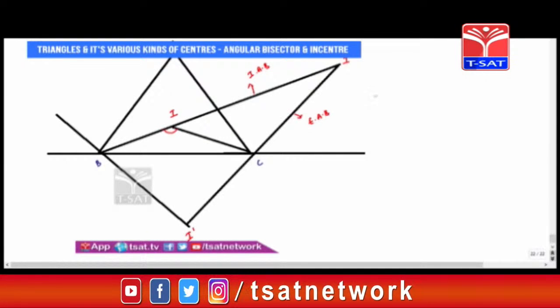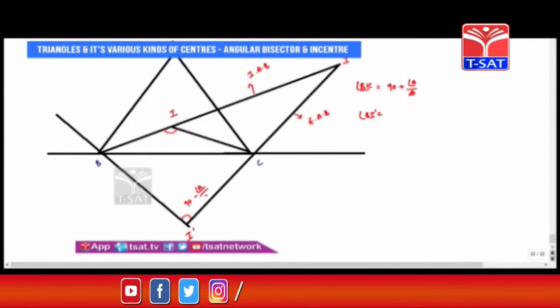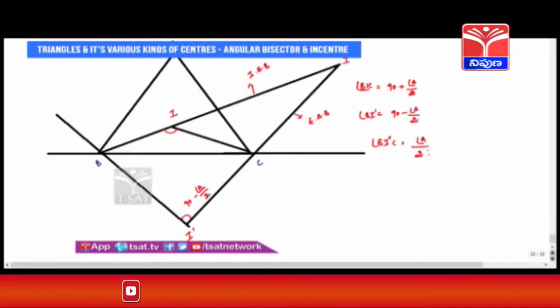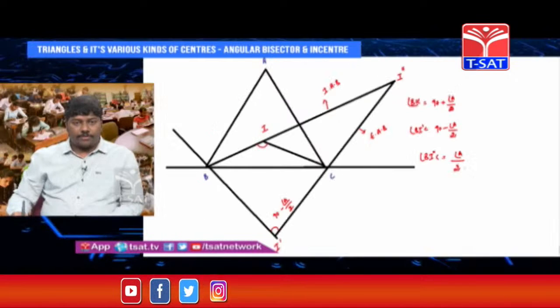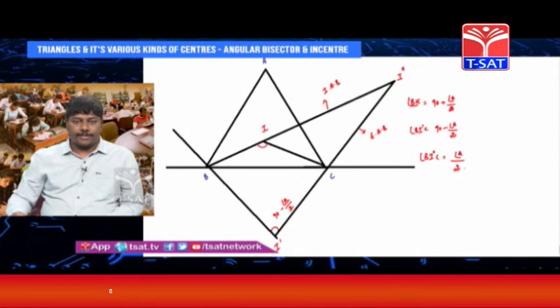We know BIC is 90 plus angle A by 2. BI dash C is 90 minus angle A by 2. BI double dash C is simply angle A by 2. So these three are very important when it comes to angular bisectors. Now we'll look at some problems based on angular bisectors.